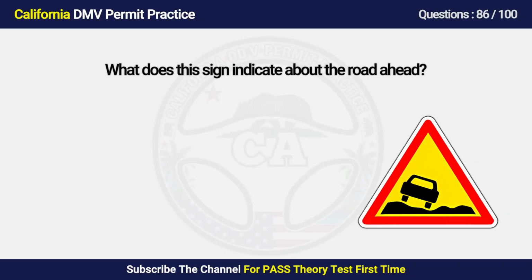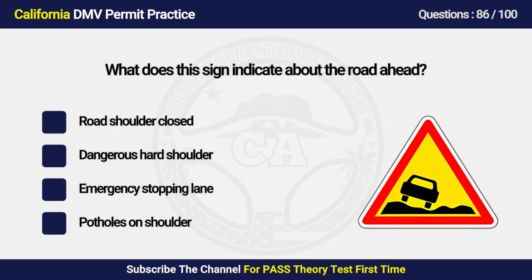Question 86. What does this sign indicate about the road ahead? A. Road shoulder closed. B. Dangerous hard shoulder. C. Emergency stopping lane. D. On shoulder.